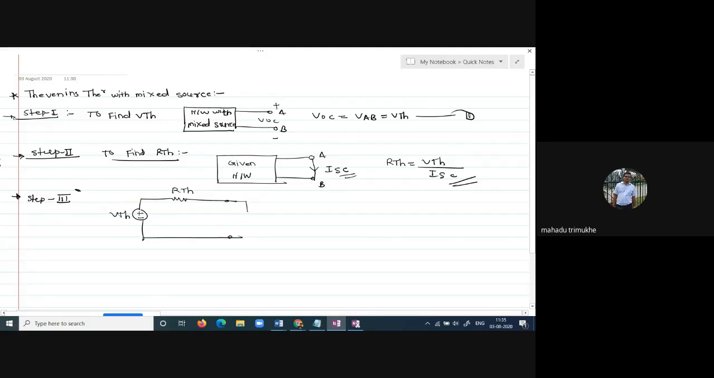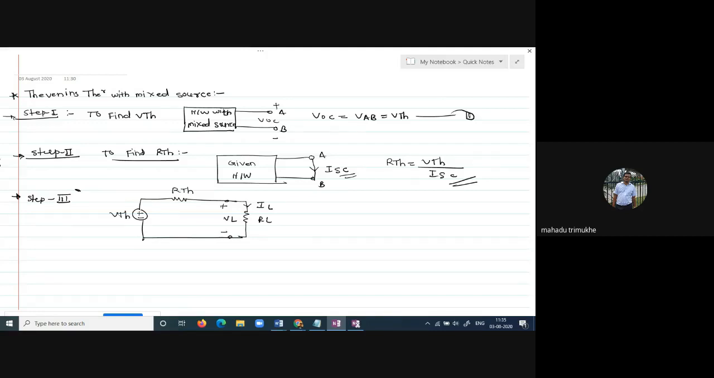Whatever load resistor you removed, we connect it over here, RL, with the current IL and the voltage across the load resistor. Then you can easily determine them by using the current divider rule, voltage divider rule, or Ohm's law: the current flowing through the load resistor RL and the voltage across it, VL. Okay, these are the steps for the mixed source.